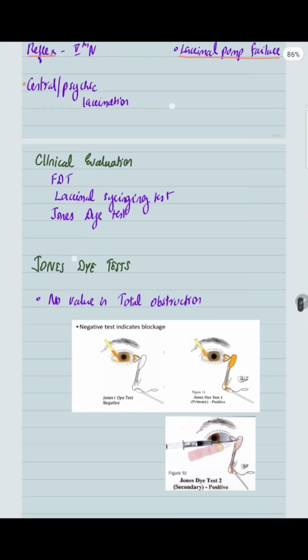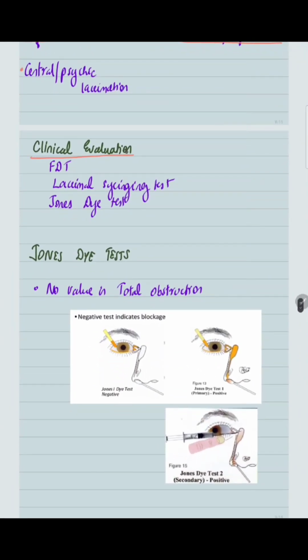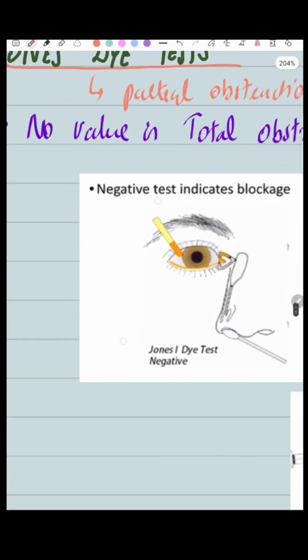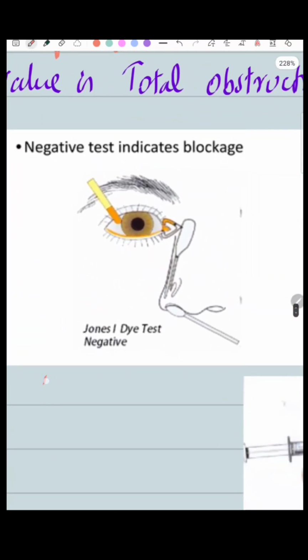For clinical evaluation, we do the fluorescein dye disappearance test, lacrimal syringing test and Jones dye test. The Jones dye test is done when we suspect partial obstruction, and it is of no value when there is total obstruction. The Jones primary dye test differentiates between watering due to partial obstruction of the lacrimal passage and that due to primary hypersecretion.